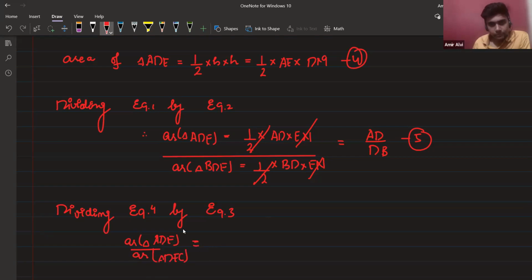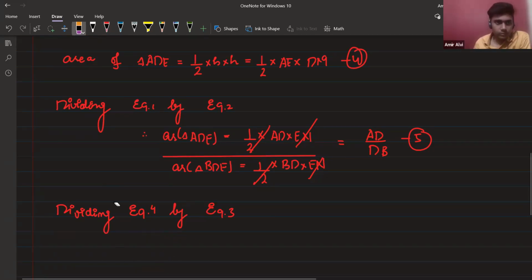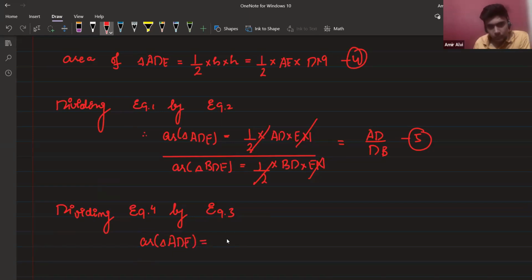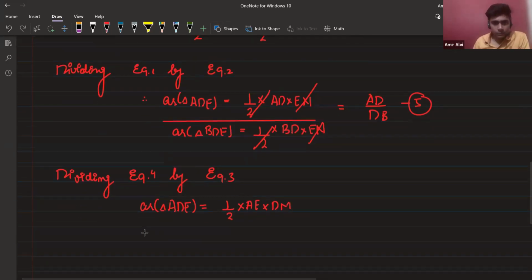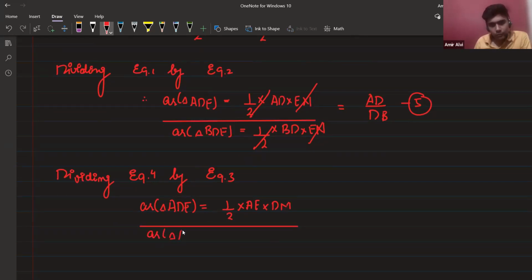Is equals to half AE into DM here, and area DEC is equals to half DE. Sorry, area DEC is equals to half DE.